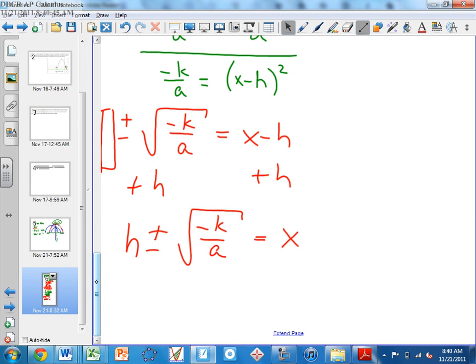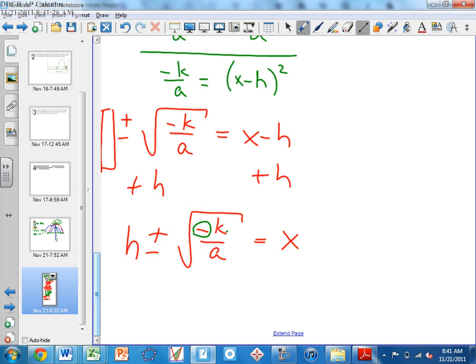If a and k are both negative, you still have an imaginary root, because the negatives cancel. You're still left with this negative right in front, so it still is imaginary. The only time we're going to get real roots when we use the vertex form is if a and k are opposite signs. So if a is negative and k is positive, you end up with a negative over a negative, which cancels. If k is negative and a is positive, you get a negative up top, which is a positive, over a positive.